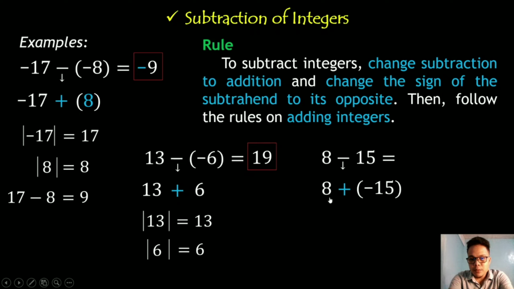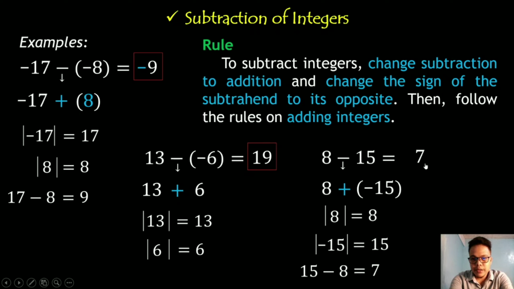First, kunin muna natin yung absolute value ng 8 at negative 15. So the absolute value of 8 is equal to 8. And the absolute value of negative 15 is equal to positive 15. Then we subtract 15 and 8. So that's 15 minus 8, which is equal to 7. So we write 7. And we use the sign of the integer with the greater absolute value. Makikita natin dito na mas malaki yung absolute value ng negative 15. So we use the negative sign. Kaya yung final answer natin dito is negative 7. So 8 minus 15 is equal to negative 7.